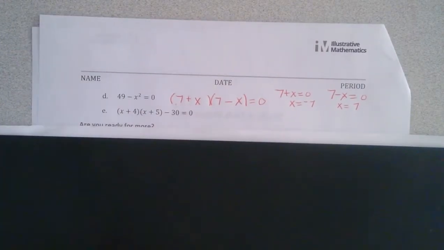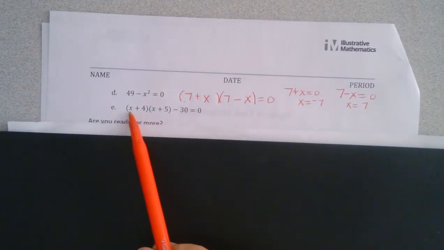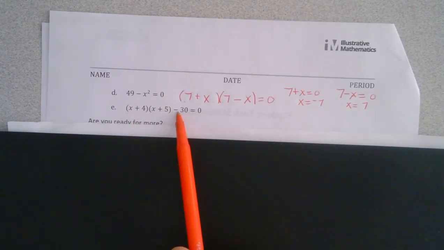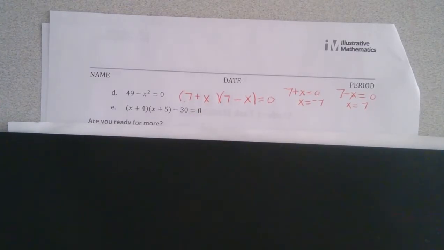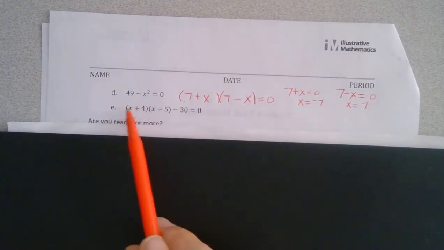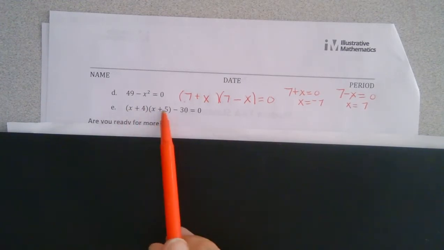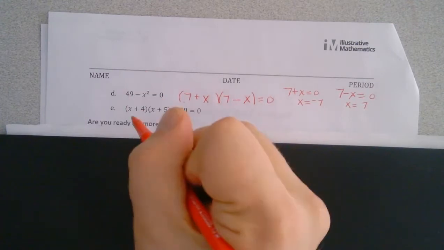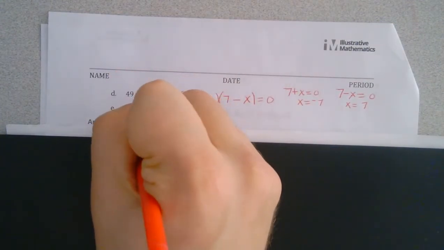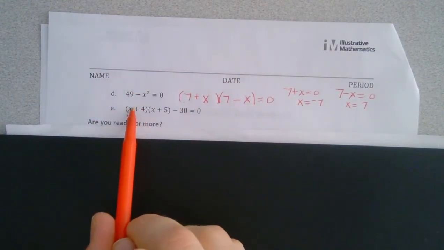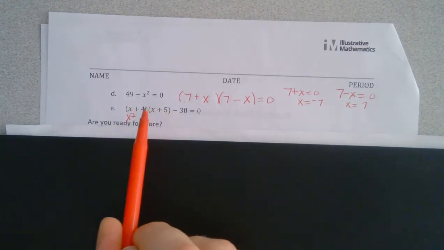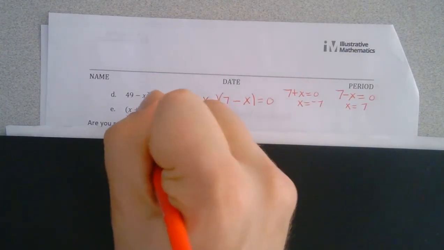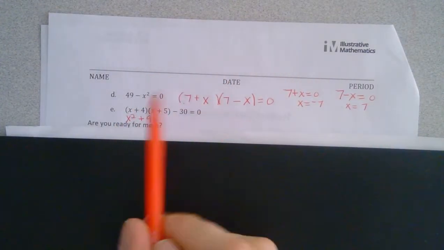Now, this problem is going to become more difficult. So in order to use the zero product property, I have to have this positive 30 equal to 0. So what I'm going to do is expand this, subtract 30, and then see if I can factor. So x times x is going to make x squared. X times 5, I'm going to add 5x. And then 4 times x, I'm going to add 4x. So total, I'm going to add 9x.